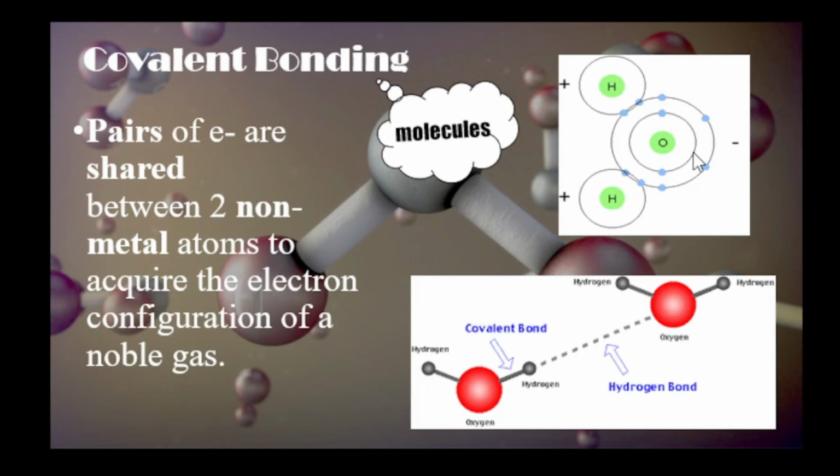So kung titingnan nyo naman sa baba, kung makikita nyo may broken lines dito. Ito yung tinatawag nating hydrogen bond. Yung hydrogen bond naman, ina-attract niya yung negative charge ng oxygen para magkaroon ng pansamantalang bonding. Kaya nga ang water, napakahirap tanggalin yung molecules nila, o kumbaga paghiwa-hiwalayin ang molecules ng tubig kasi nga it is composed of covalent bond.